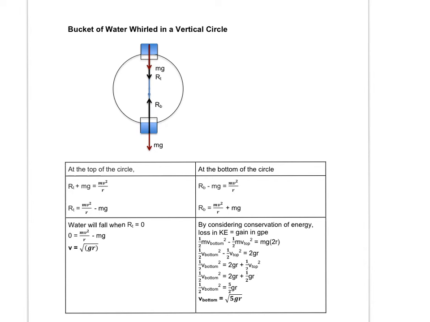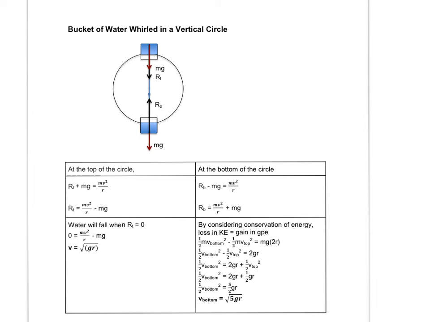So therefore, what is the speed at which the water will fall? That means what is the minimum speed that you need to give the water at the top of the circle. So once again, we assume the reaction force is 0 when the water falls. So substituting 0 into this equation, we will be able to get V equals square root of gR, which is similar to the minimum speed for the previous part, where this is the minimum speed in order for the string not to slack.